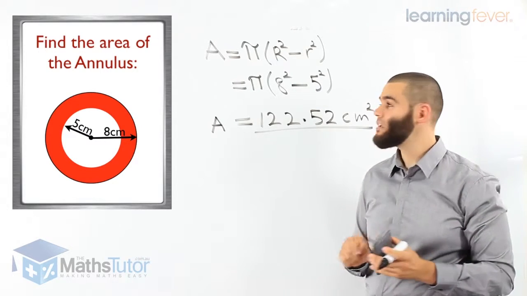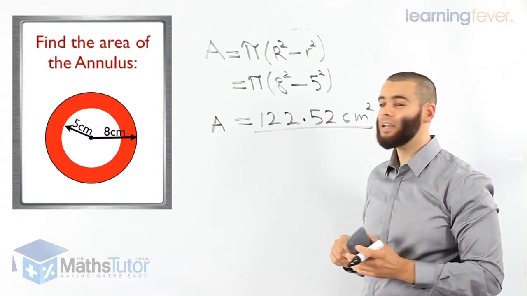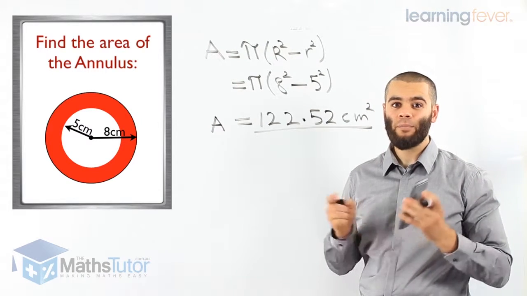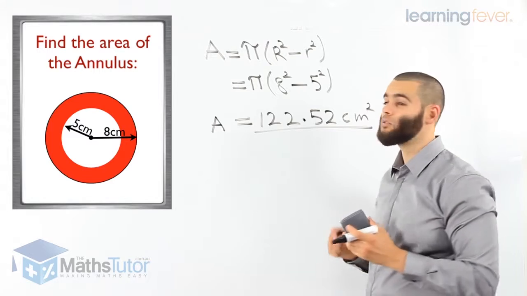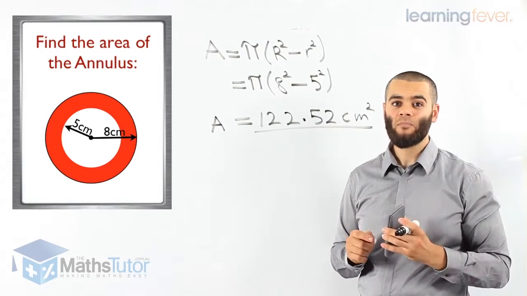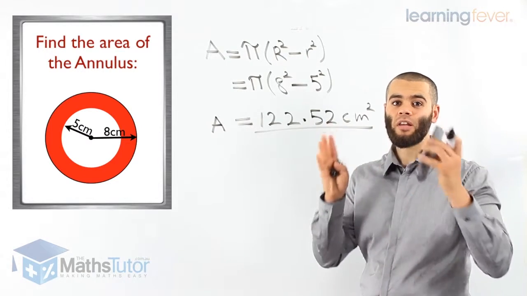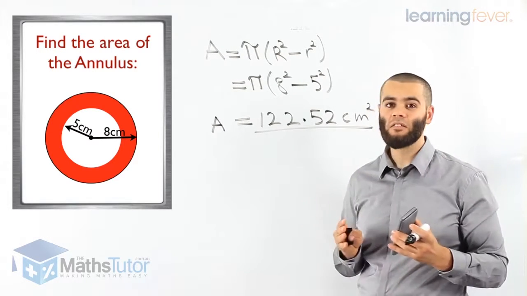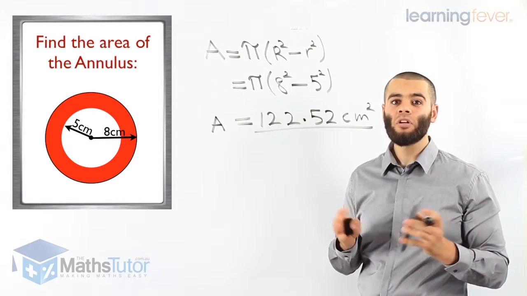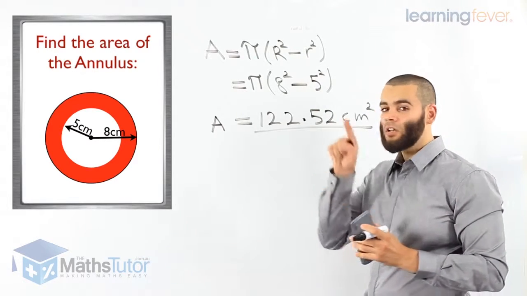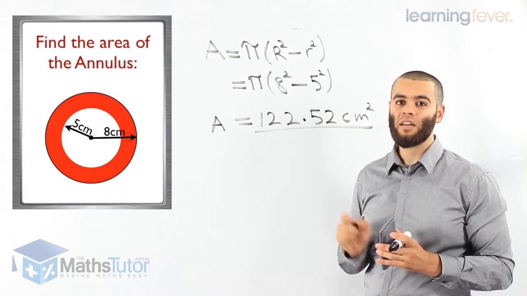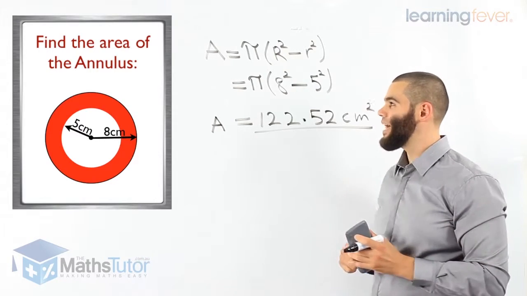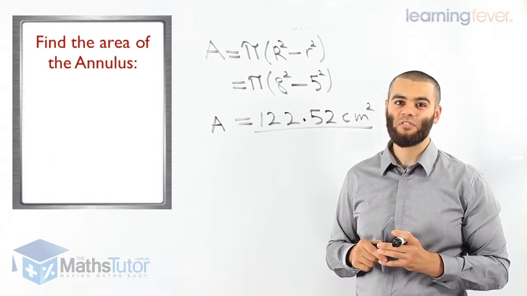So the shaded region, the red shaded region, in fact, is 122.52 square centimeters. That is the formula pi, open bracket, capital R squared, take away little r squared. The capital R is the radii for the large circle, take away the radii for the small circle, because in fact, like we said, it's a large circle, take away the hole, which is that small circle inside. That is the area of the annulus. Let's do two more examples.